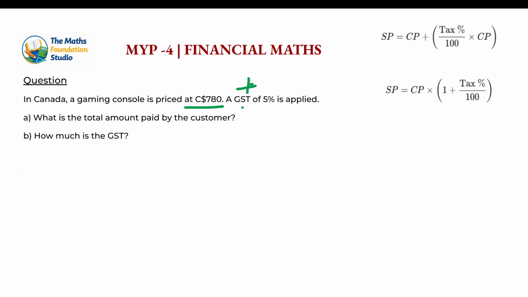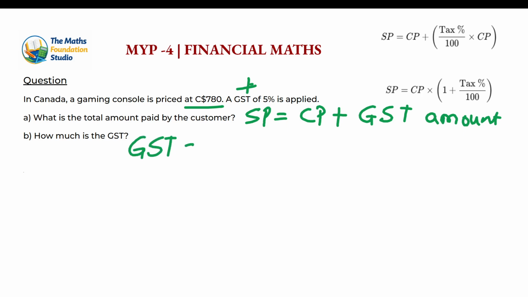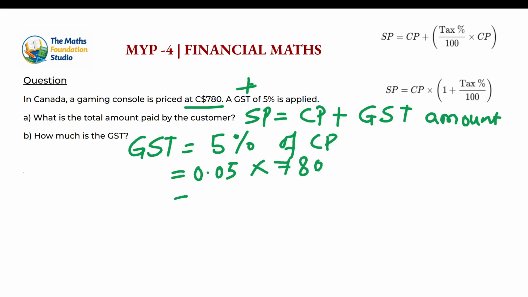Okay. GST or VAT is always added on the cost price to find the selling price. Hence, here also the selling price would be cost price plus GST amount. Hence, first we need to find what is the GST amount. That is 5% of cost price. That is 0.05 multiplied by 780. That comes out to be Canadian dollars 39.